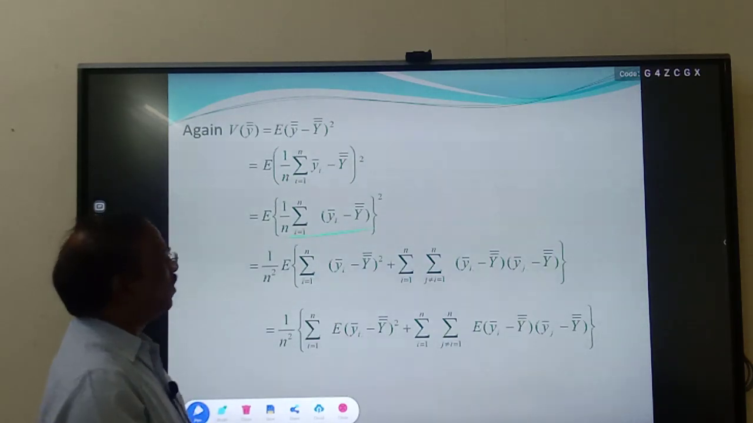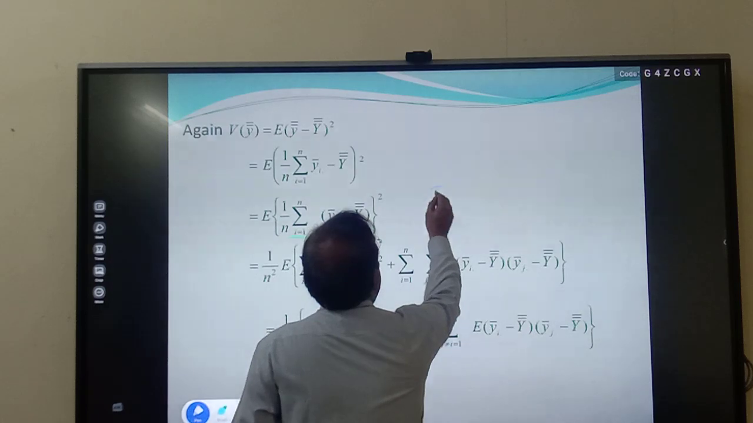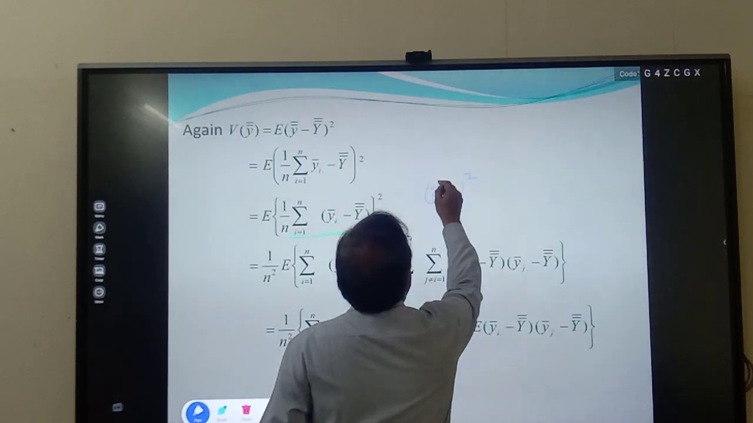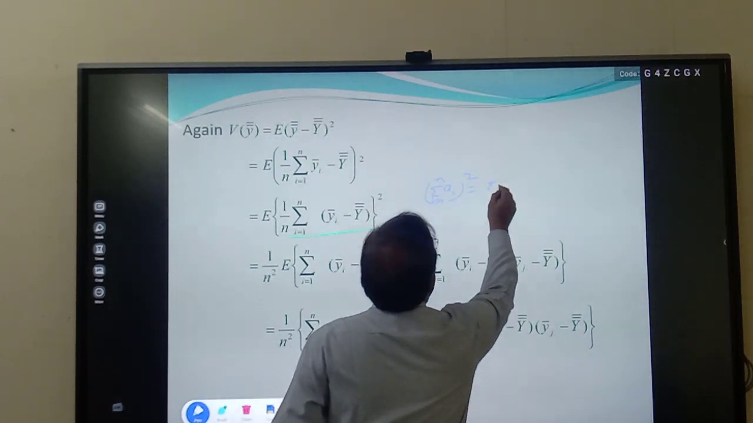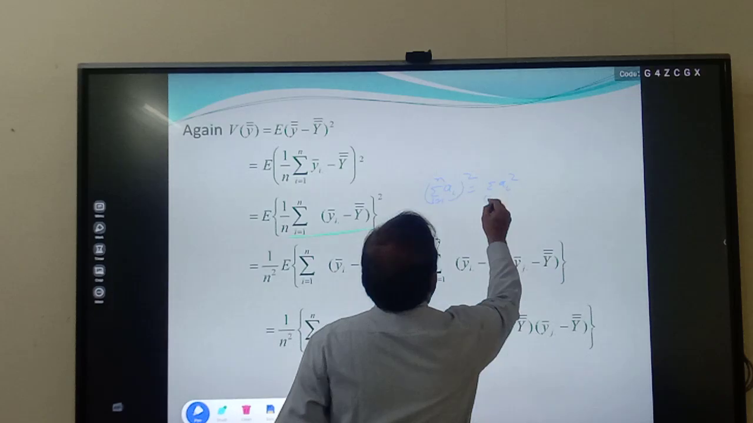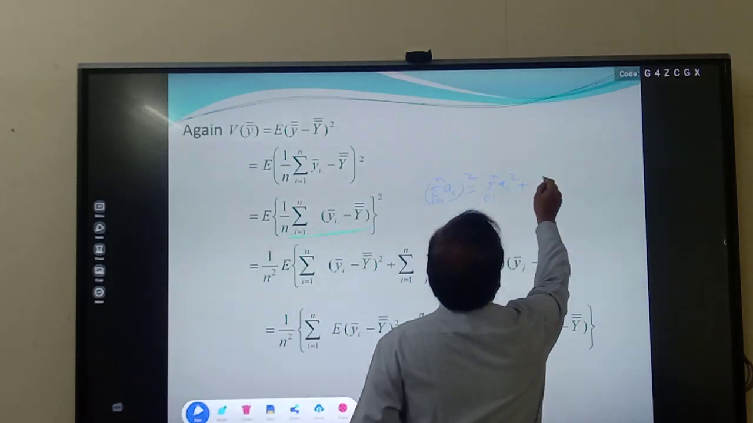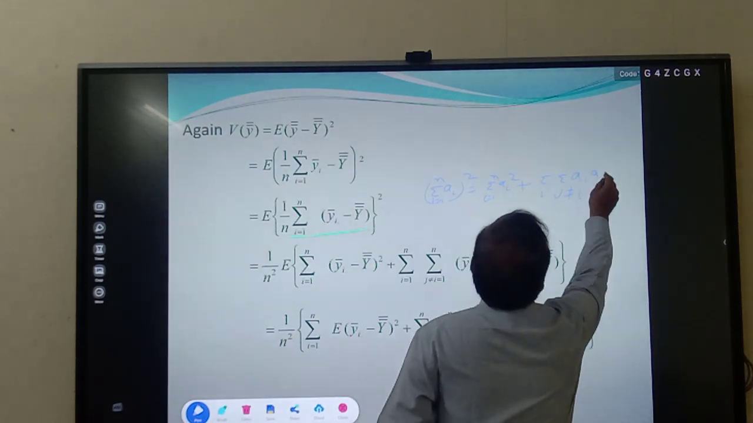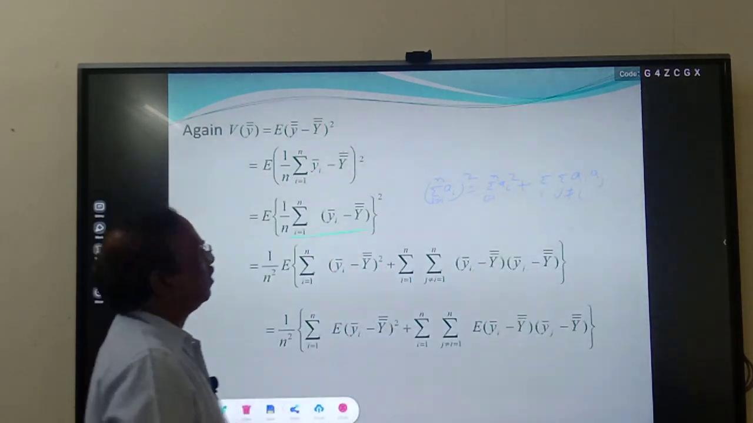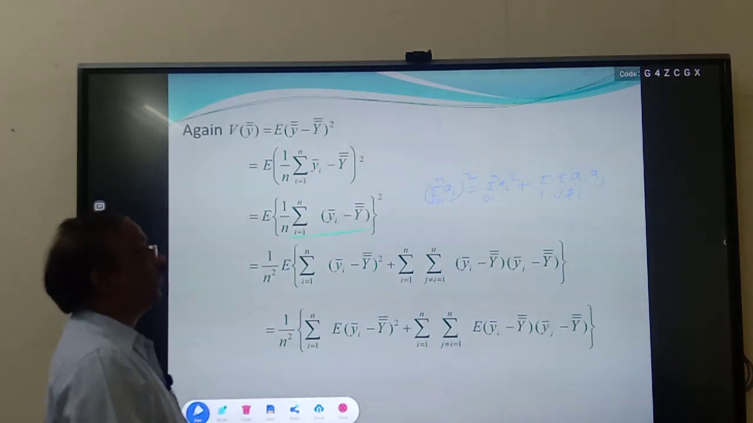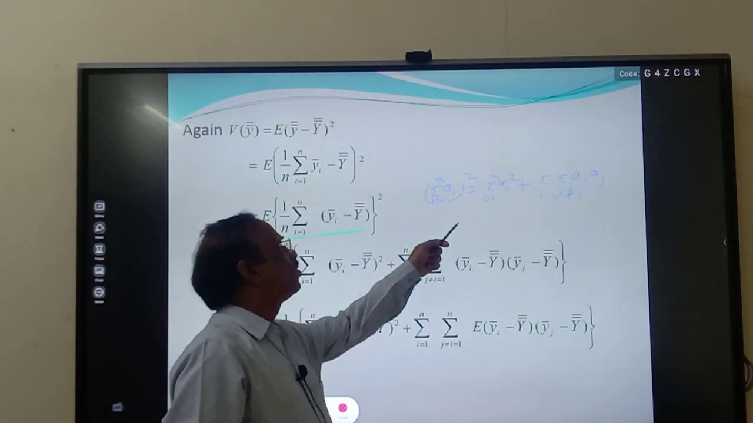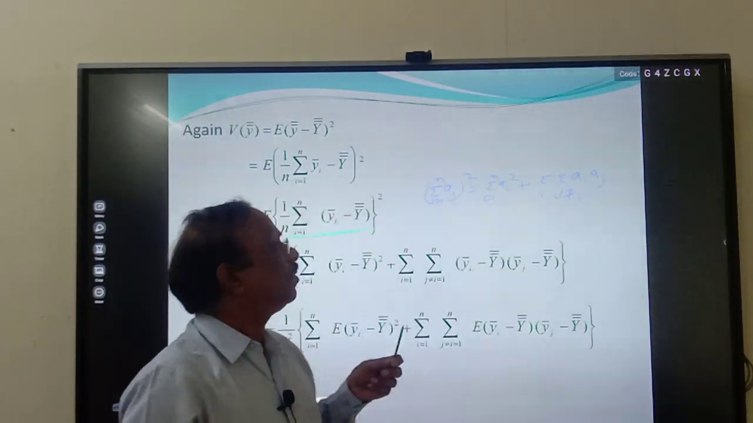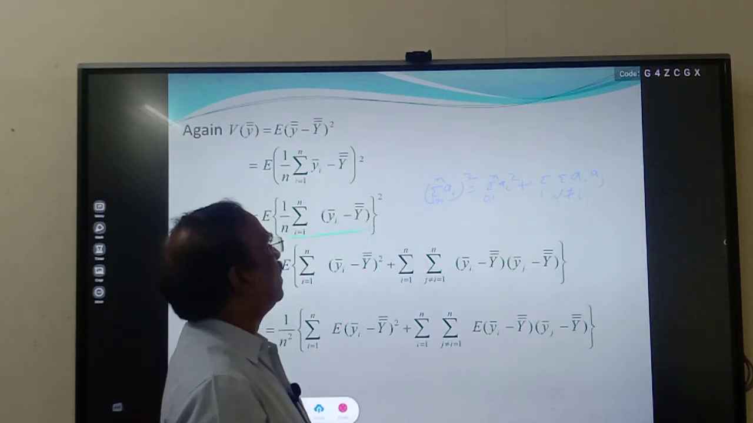You already know that the sum of ai, whole square, i goes from 1 to n, can be written as the sum of ai square, i goes from 1 to n, plus the sum over i, sum over j not equal to i, of ai into aj. We have already discussed in simple random sampling that this is true for n equal to 2 or 3 and so on, for all finite values of n.